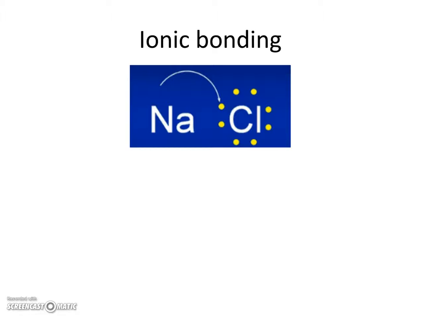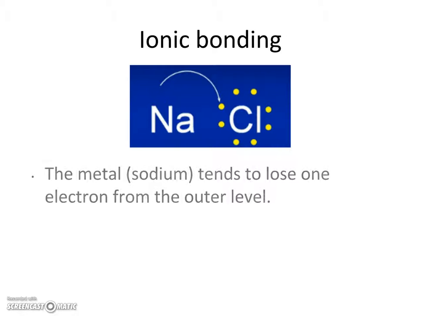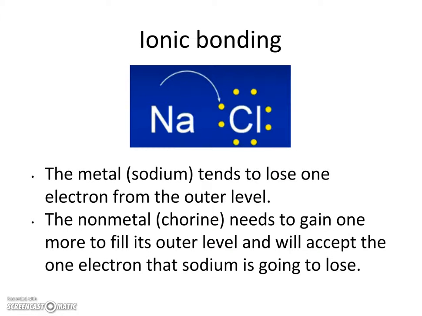So remember, with ionic bonding, you have one atom that will lose an electron and another atom will gain an electron. So for example, sodium has 1 valence electron, chlorine has 7, so sodium will give 1 electron to chlorine. The metal, sodium, tends to lose the electron, and the nonmetal, in this case chlorine, tends to gain. And both of them do that so that they have a full valence shell.